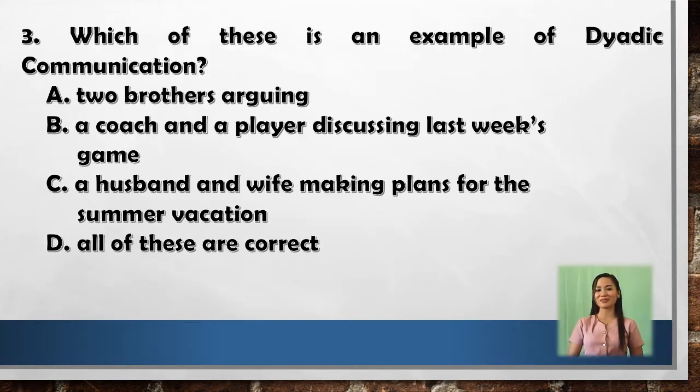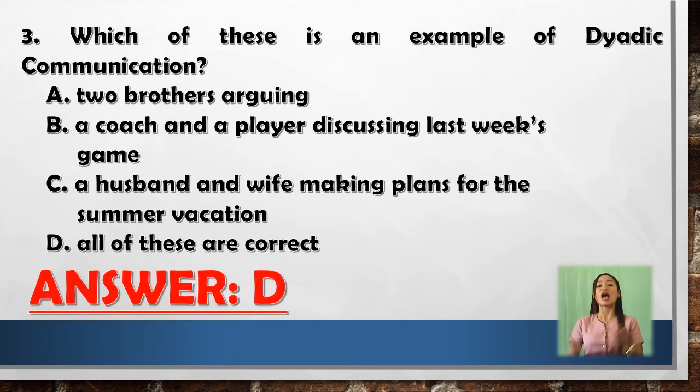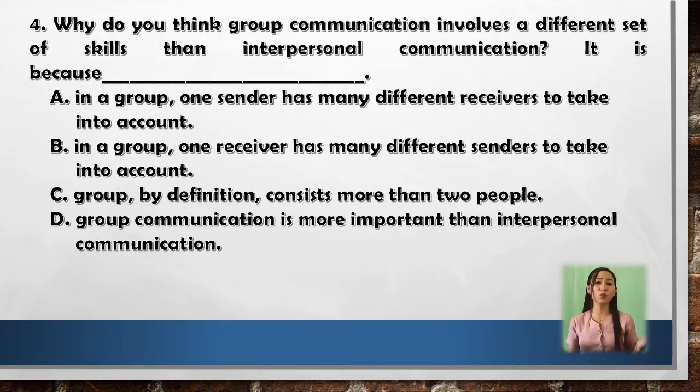Number 3. Which of these is an example of dyadic communication? A. Two brothers arguing. B. A coach and a player discussing last week's game. C. A husband and a wife making plans for the summer vacation. Or D. All of these are correct. Very good. The correct answer is letter D. All of the above.